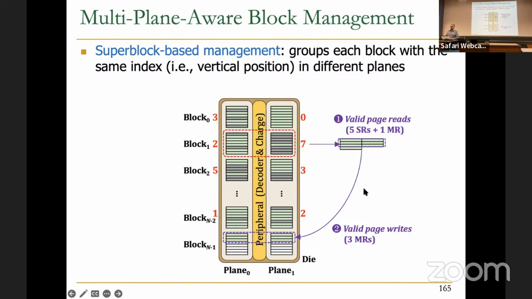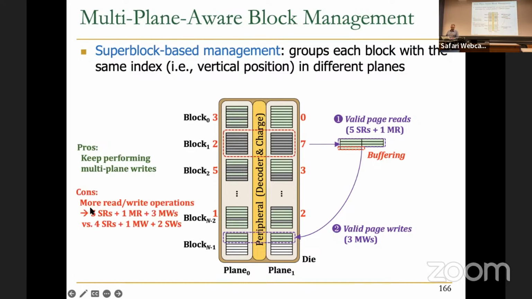So you can check these equation numbers at home if you want, but for some of them you can do single read, and for some of them you need to do multi-plane read. But essentially you can benefit from a lot of multi-plane operations. And at the block n-1 also you can do multi-plane writes. The pros is that you can keep performing multi-plane writes, but the cons is that in this specific example, you need to do more read and write operations. So in the end, it's not really clear which one is better.